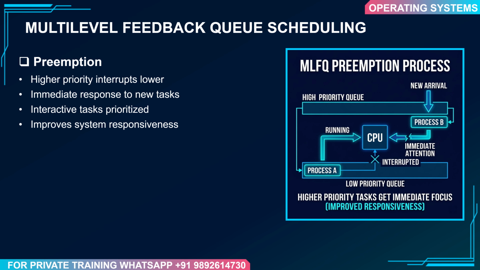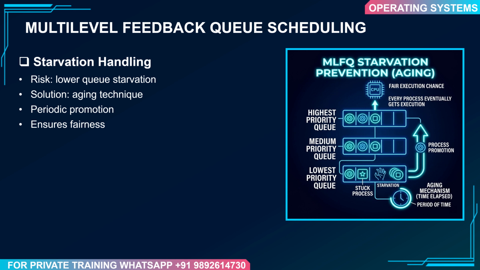Another important aspect of MLFQ is preemption. If a new process arrives in a higher priority queue, the currently running process in a lower queue can be interrupted. This ensures that high priority tasks always get immediate attention. For example, if you are running a heavy background task and suddenly click something on your screen, the system immediately shifts focus to your interactive action. This improves responsiveness significantly.